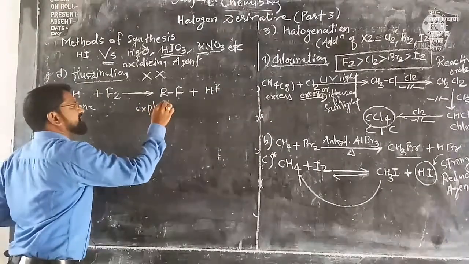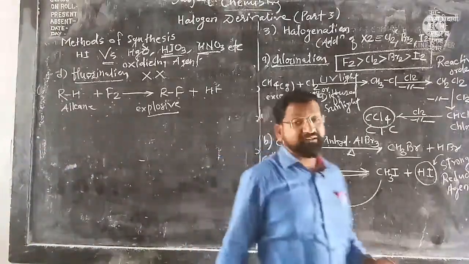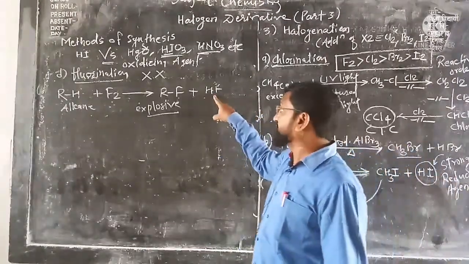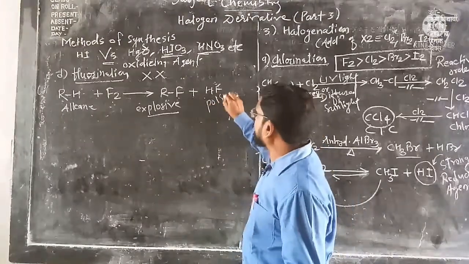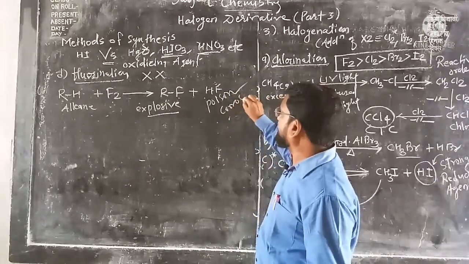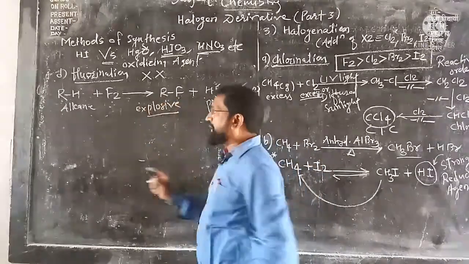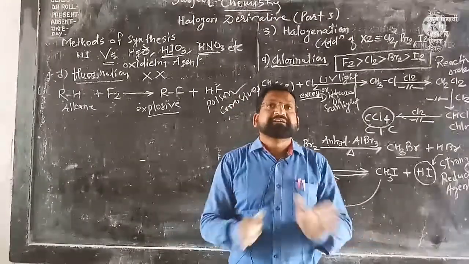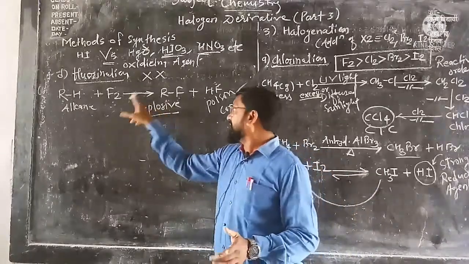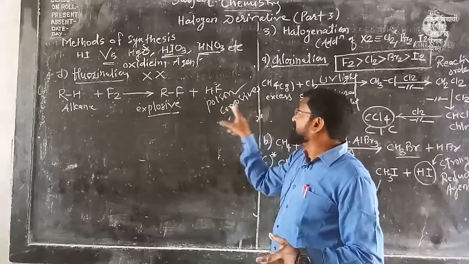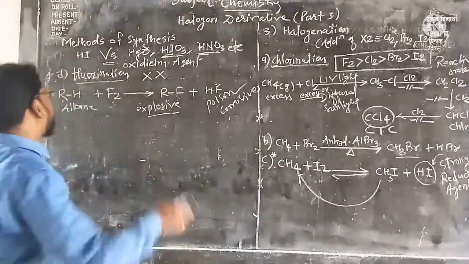Explosive in nature. This type of reaction is highly explosive in nature, and this HF is very, very poisonous and corrosive, okay? And that's why the preparation of alkyl fluoride via fluorination is not possible, is not favored by the chemist, because of the explosive nature of the reaction and the poisonous and corrosive nature of the hydrogen fluoride. Got it?